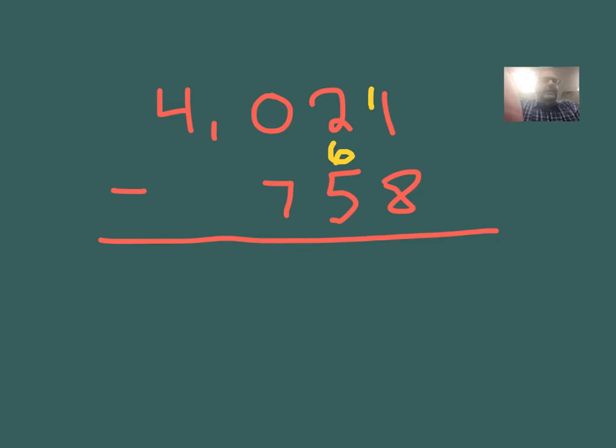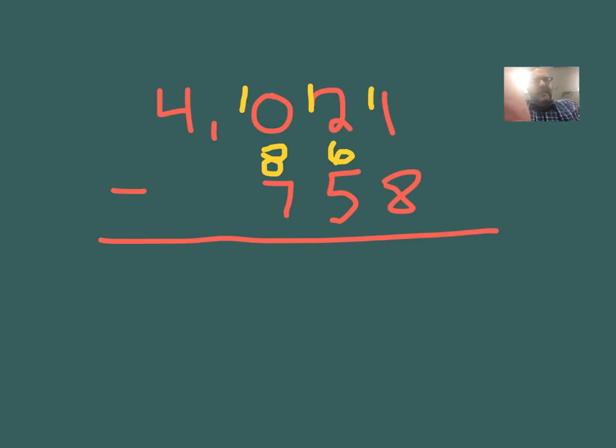Alright, can I take 6 from 2? No. So we're going to increase that 2 and make it a 12. And because I changed the number in my top row, now I need to drop down to my bottom row and change the number to the left. So the 7 is going to become an 8. Can I take 8 from 0? No. So that 0 I'm going to make a 10.